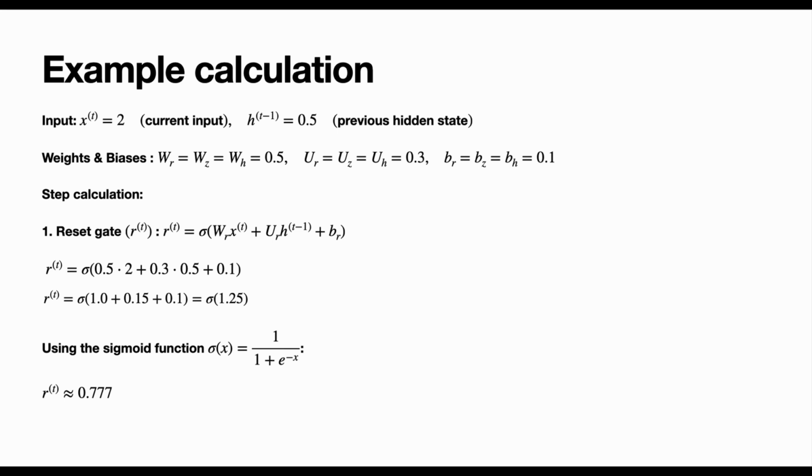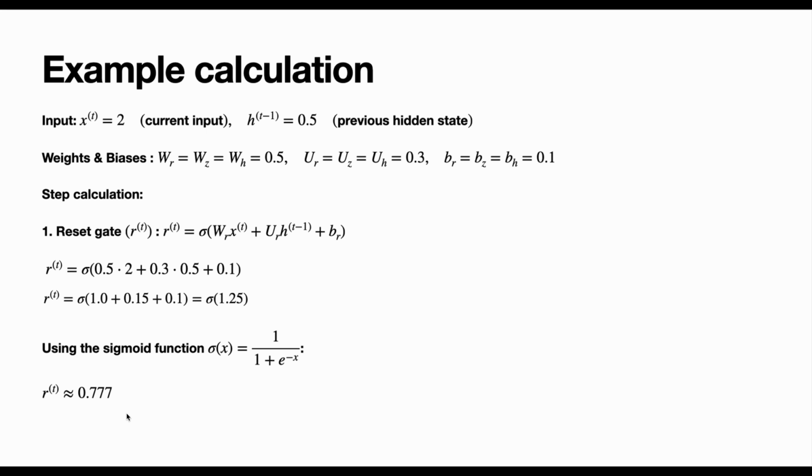This slide explains the reset gate in a GRU, which decides how much of the previous hidden state should influence the current step. 1. Step-by-step process. The reset gate takes the current input, 2, and the previous hidden state, 0.5. Using weights and a bias, it calculates how much of the past hidden state should be retained. The result is passed through a sigmoid function to scale the value between 0 and 1. In this case, the reset gate's value is approximately 0.777.